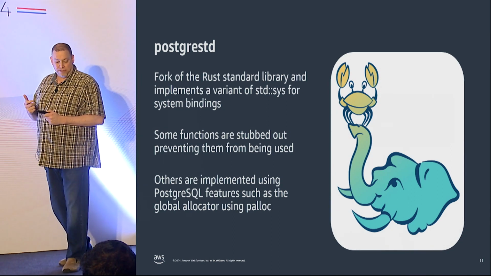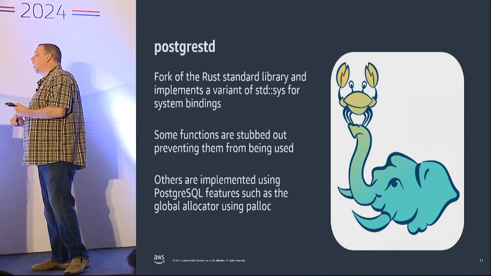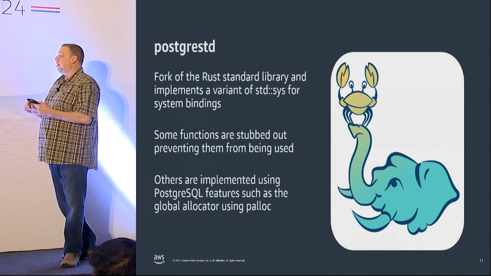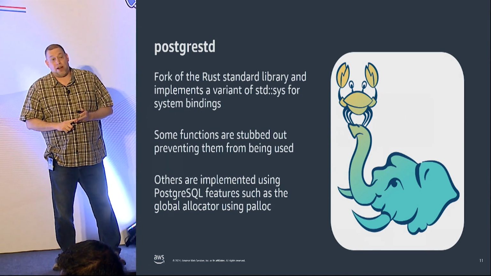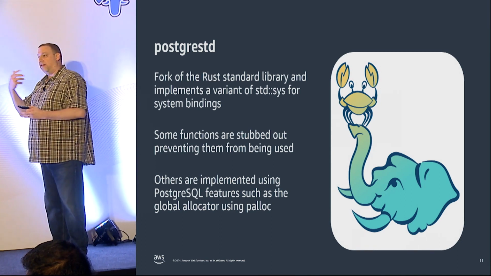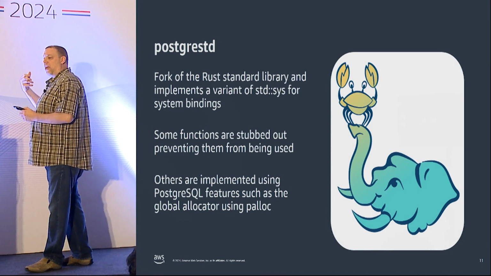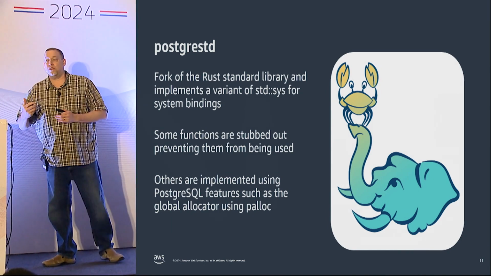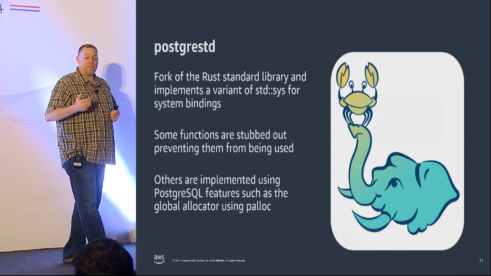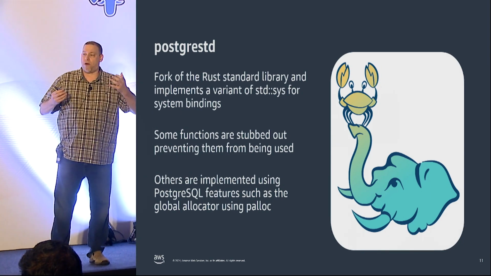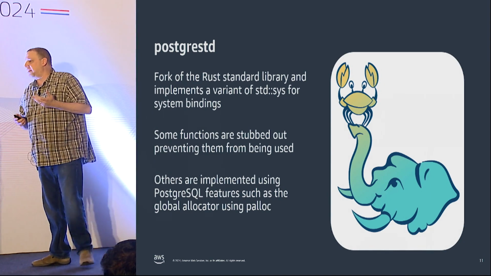And what that does is a few things. It replaces the standard sys libraries that are in there for all the system bindings, stubs out things that are inherently unsafe from a trusted language perspective, and then in other areas, it actually leverages Postgres internals. So around memory management, it uses Postgres' memory context for things like palloc. This way, it's all part of the same memory context inside of Postgres, so you don't have memory leaks inside of your code.